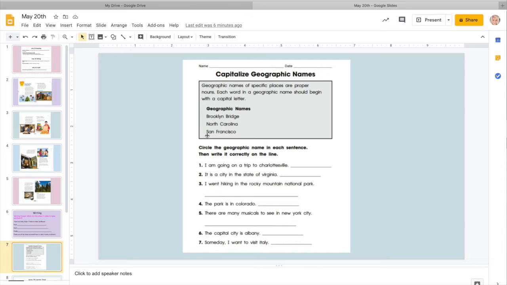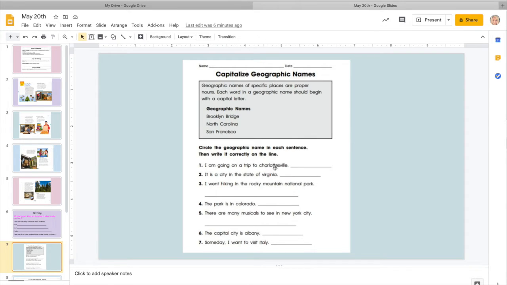As you can see, each letter in each word is capitalized because it's a geographic name, making it a proper noun. So here it wants us to circle the geographic name in each sentence, then write it correctly on the line. So we will go over 1, 2, and 3, and then I'm going to want you to try the rest on your own. So going over number 1, I am going on a trip to Charlottesville.